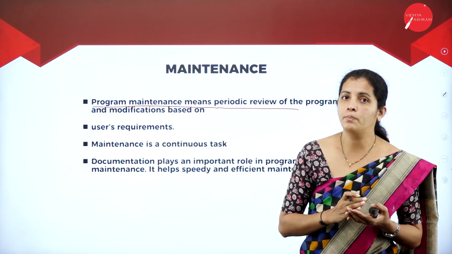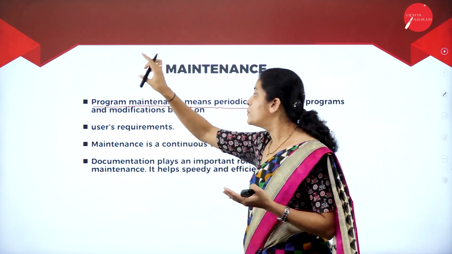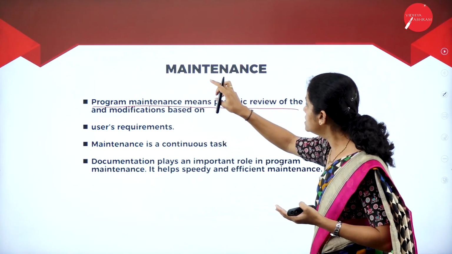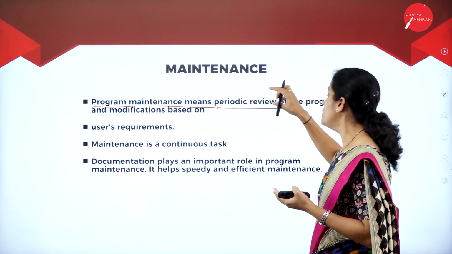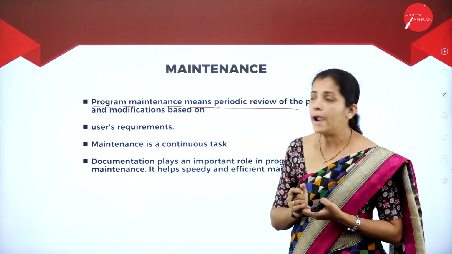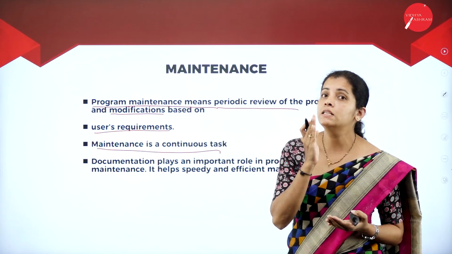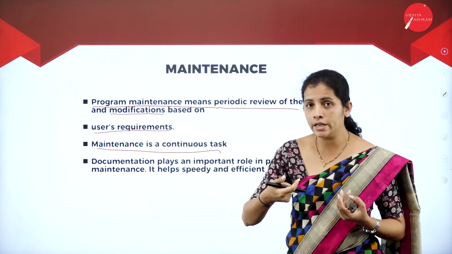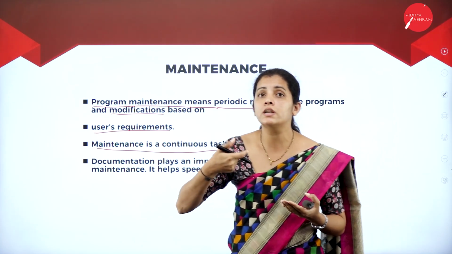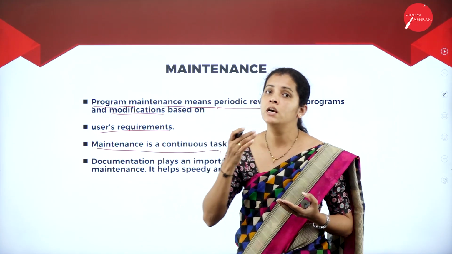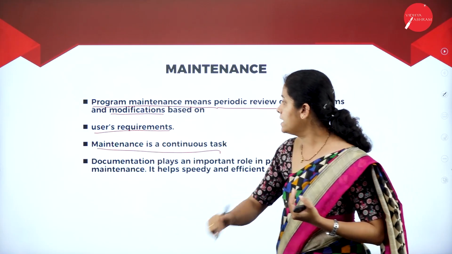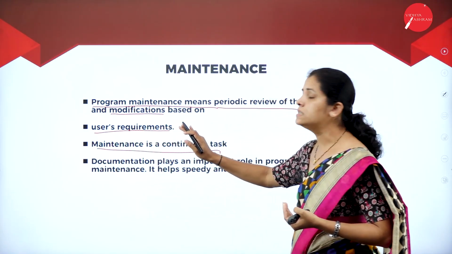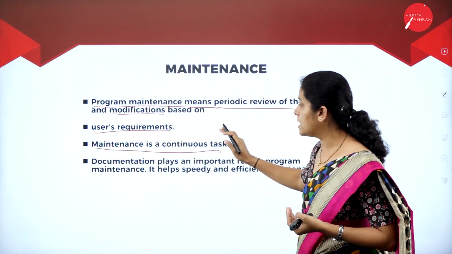Because of user requirement, whatever modification is done should be reflected in the product or program. So here program maintenance means the periodic review of the program, and the maintenance is a continuous task because the user interest or the user requirement may change continuously. For that reason, the maintenance is a continuous task.